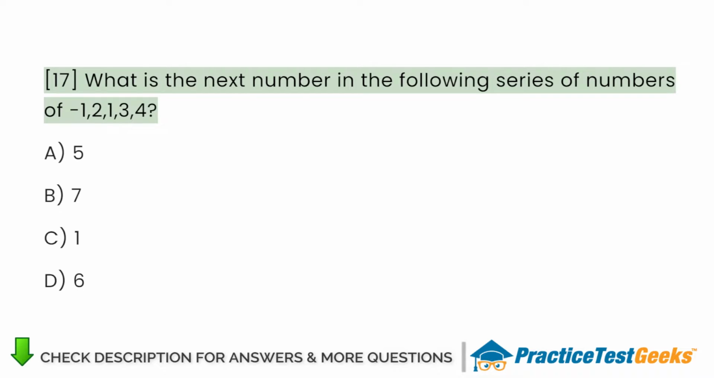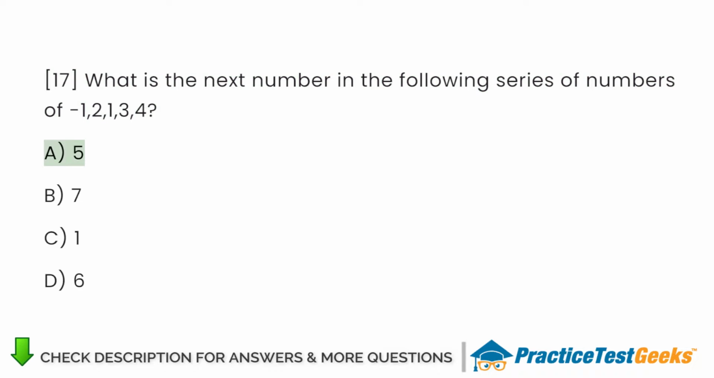What is the next number in the following series of numbers: minus 1, 2, 1, 3, 4? A. 5. B. 7. C. 1. D. 6.